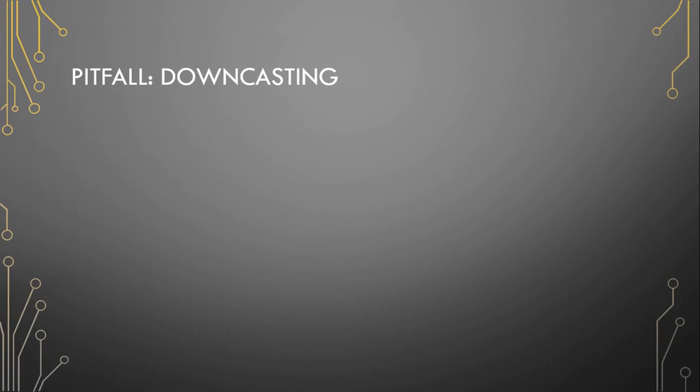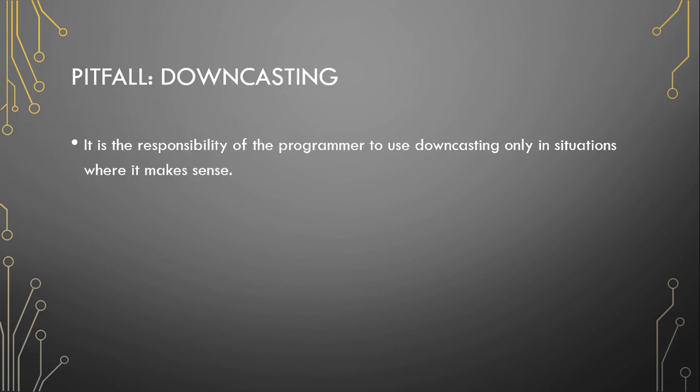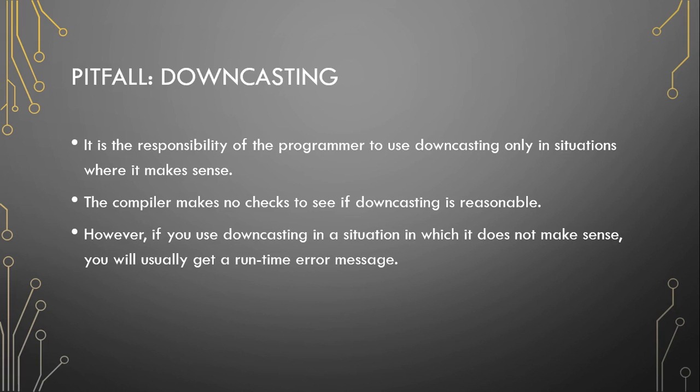Now, obviously, we're talking about downcasting, so naturally we should talk about some pitfalls with it. As I mentioned, it is the responsibility of the programmer to use downcasting only in situations where it makes sense. The compiler makes no checks to see if downcasting is reasonable. The compiler doesn't know. Remember, a computer is only as smart as the person using it. So if you want that program to be smart, you have to use smart programming and only apply downcasting in situations where it's necessary. That doesn't mean you should call yourself stupid. It just means you have to be self-aware of situations.